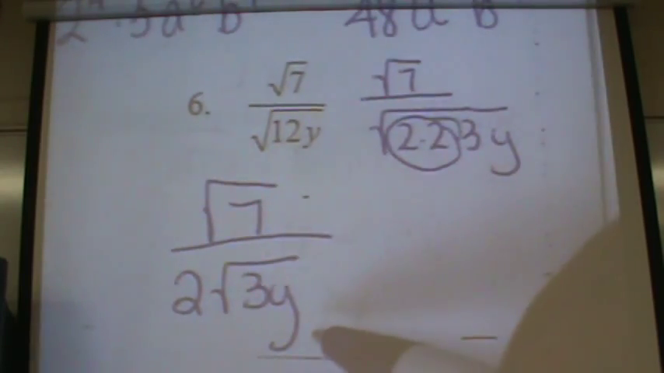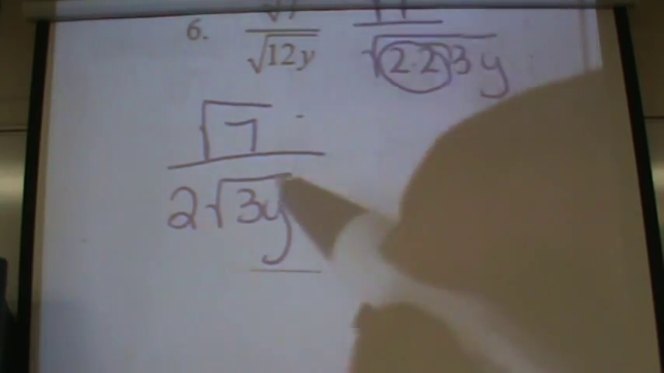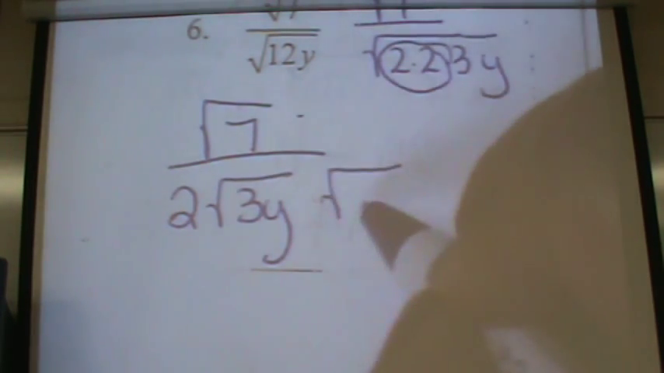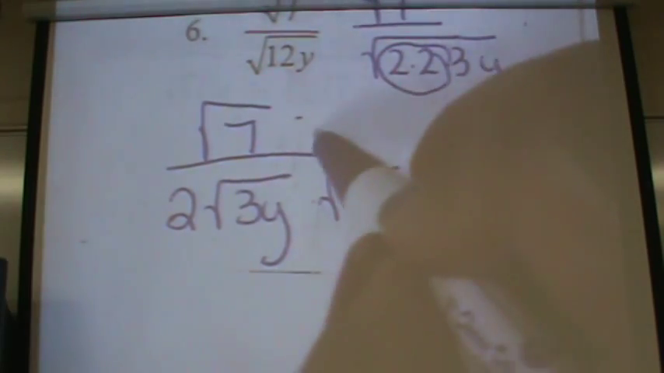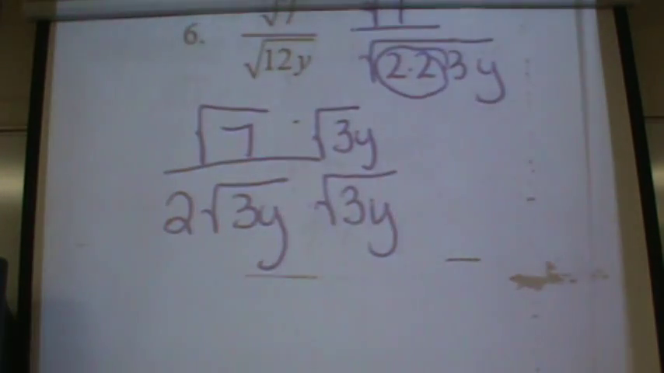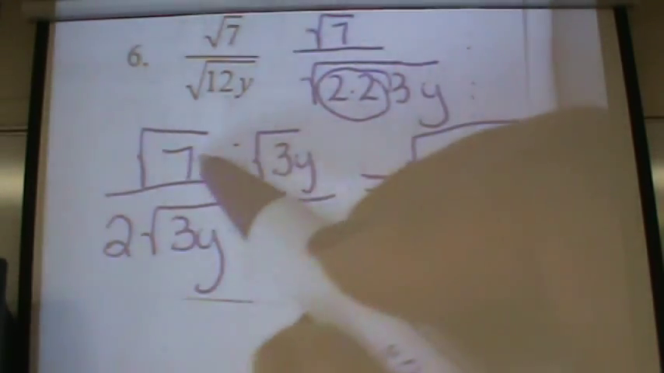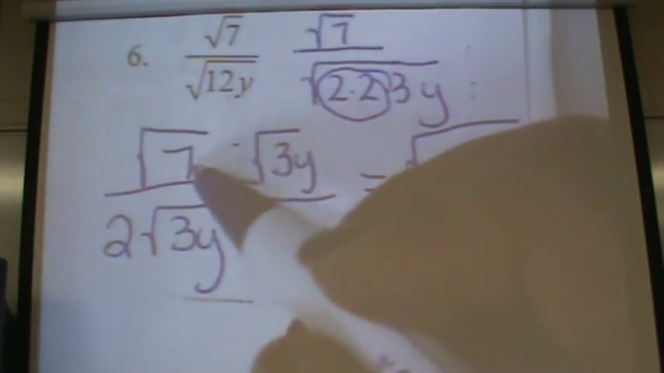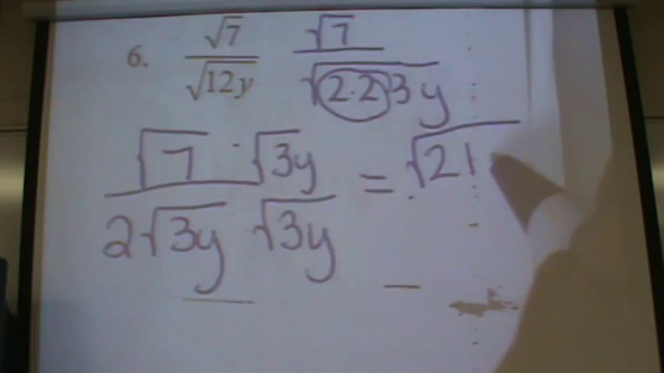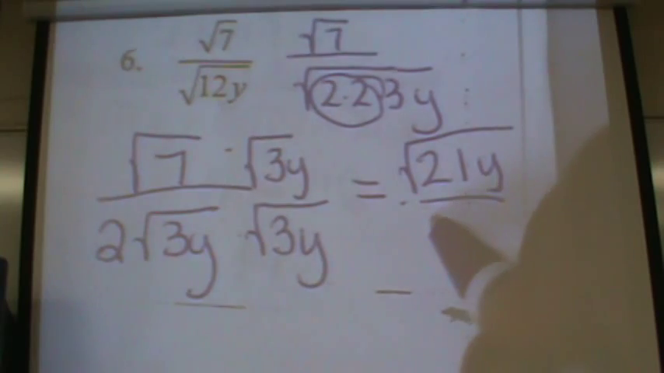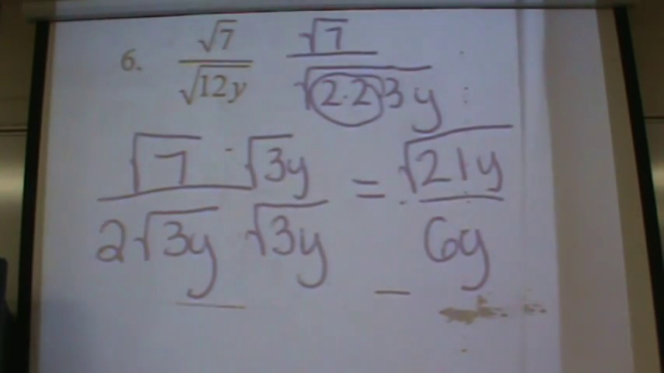Now, what's wrong with this problem? There's a radical in the bottom. So what do I need to multiply this top and the bottom by? 3y. Mhm. Now, final answer. What's on top? 21y under the radical. What about the bottom? 2 times 3y is 6y. Good? Done. Thank you.